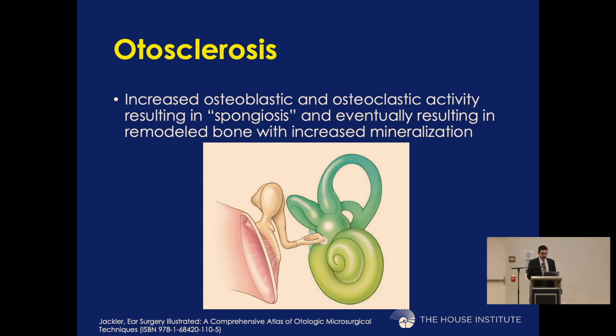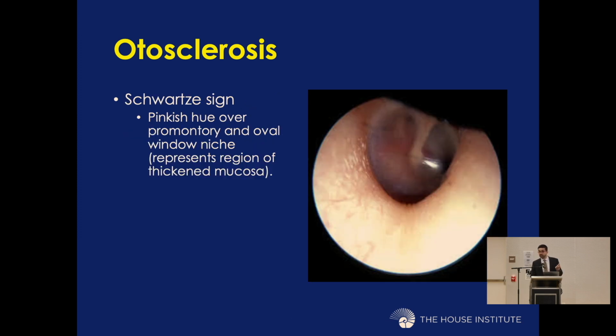What happens is that you get increased osteoblastic and osteoclastic activity, and this results in bony remodeling around the stapes, and you get the first phase that is called spongiosis or otospongiosis. During this phase, patients might experience pain and discomfort in the ear, and if you catch them during this phase and look at their eardrum, you might see a reddish or pinkish hue right where the oval window would be. This is called the Schwarzschild sign, and again, it's another indication that this patient has otosclerosis.